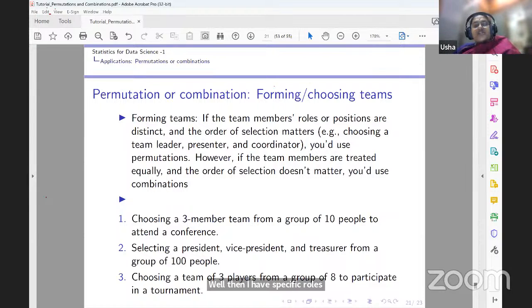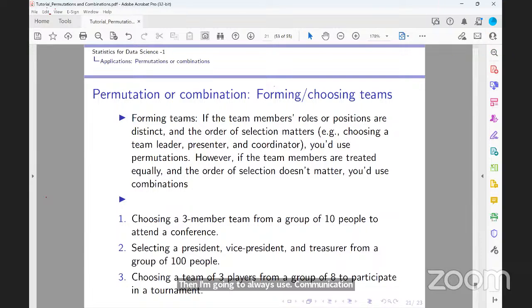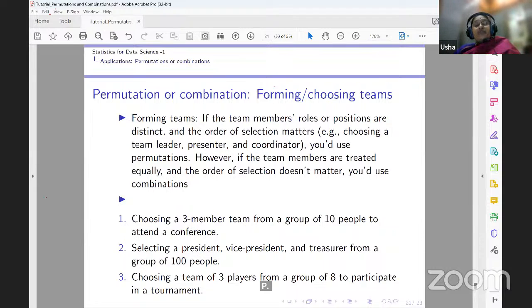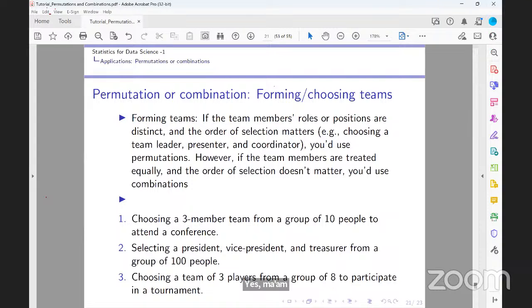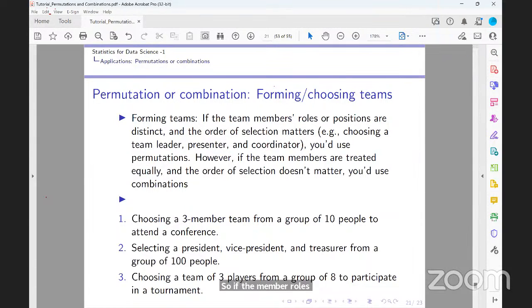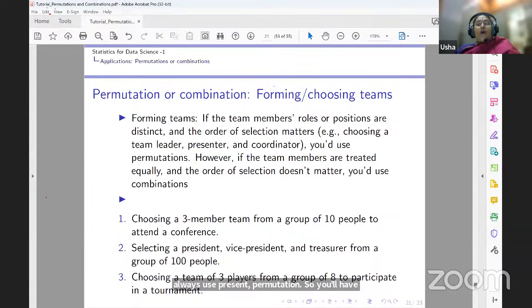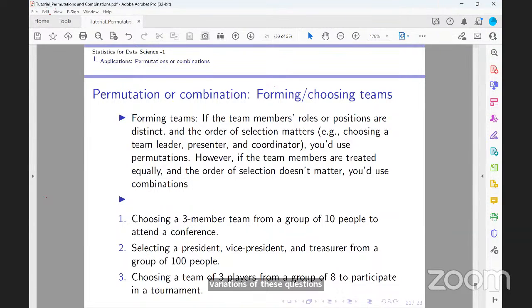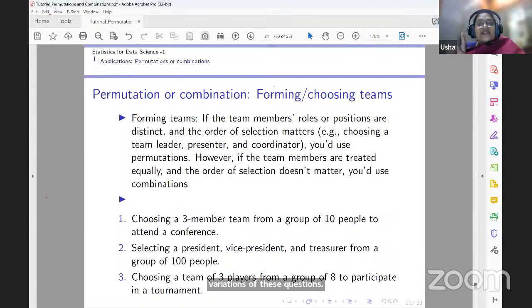Selecting president, vice president, and treasurer from 100 people, permutation or combination? Permutation. A 3-member team from a group of 10 to attend a conference. Combination. From a group of 8 to participate in a tournament. Combination. Selecting the 3 top players from a group of 3. Permutation, because here ranking matters, right?